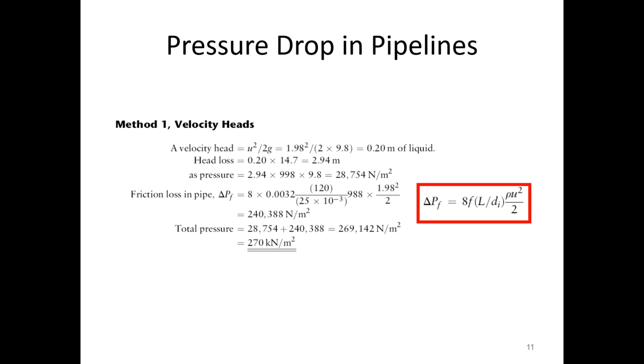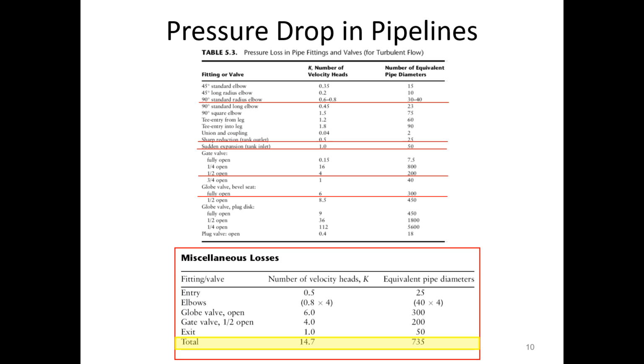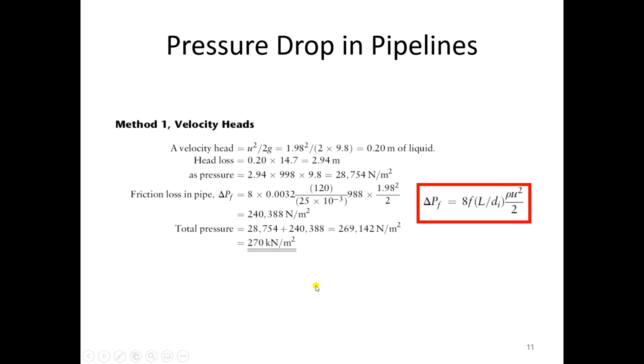So using the first method, velocity heads. For the velocity head, we need to use these equations to calculate it. It is 0.20 meter of the liquid. Then the head loss is 0.2 times 14.7. Where do you get this 14.7? This 14.7 is the number of velocity heads. So the head loss is 0.2 times 14.7, and you get 2.94 meter.